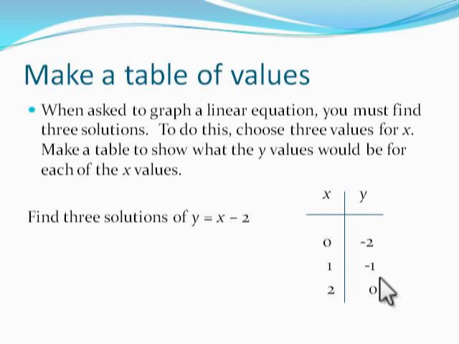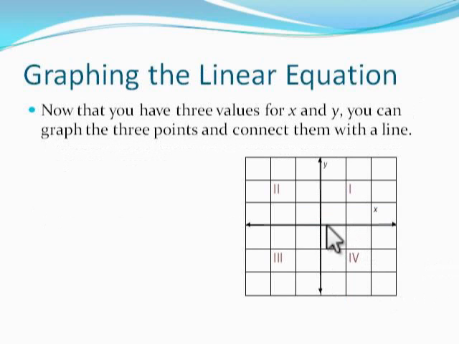Our second coordinate is 1, -1. So from the origin, whoops, we missed our dot, didn't we? We're going to go 1, -1. Okay. And then we tried the 2, and we got a solution of 0. So this would be where we would put that point.